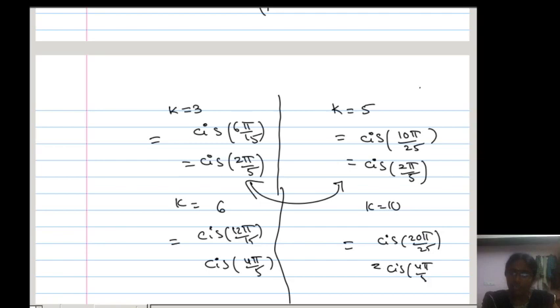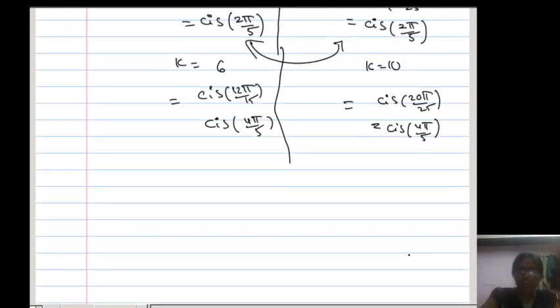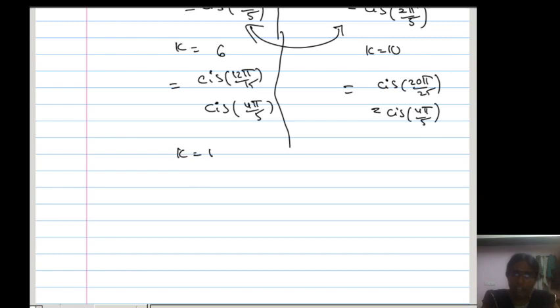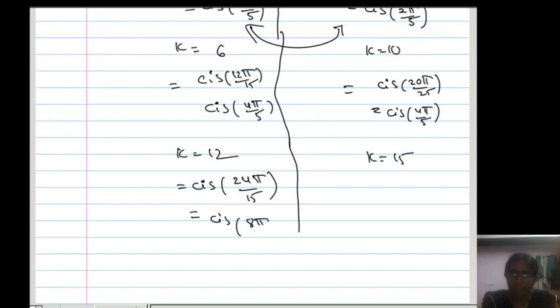What happened in the case of k is equal to 6? That is a common root again. Next, if I take k is equal to 12, in the case of k is equal to 15, multiples of 5 here, multiples of 3 here. So what happened in this case? Sin of 24 by 5, 15. Here, sin of 8, 5 by 5. Here if I take sin of 35 by 25, that is equivalent again. So 35 by 25.